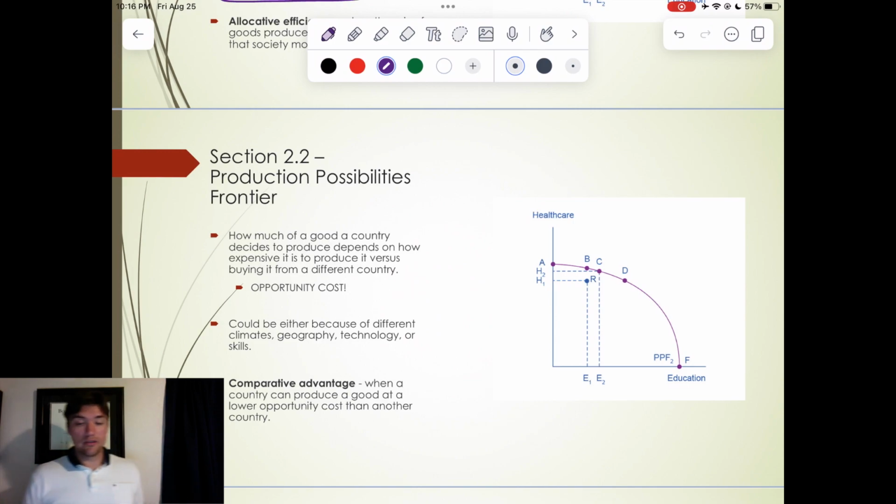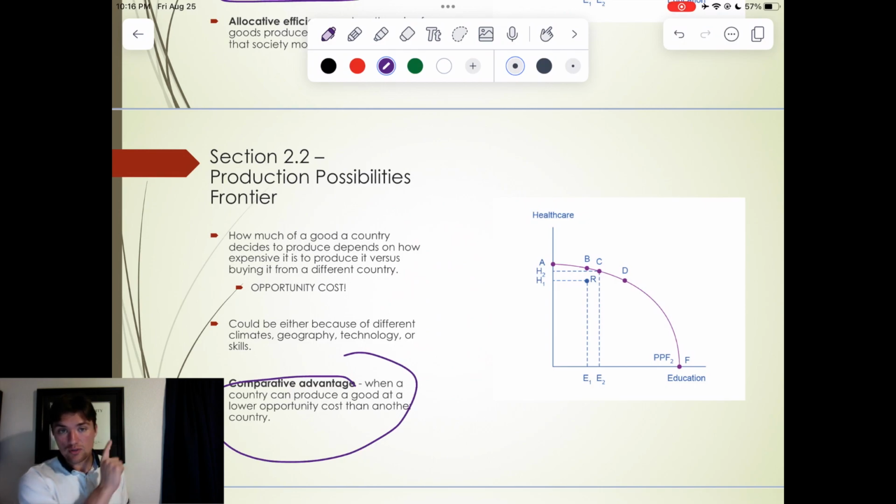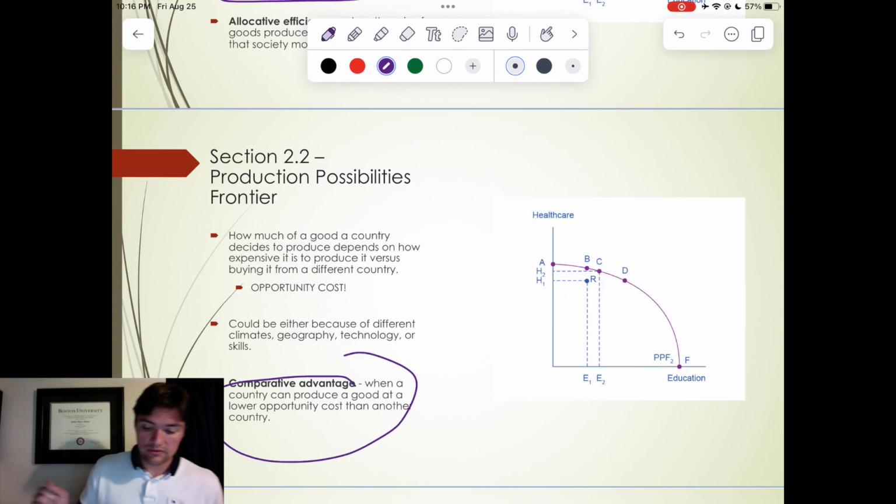The same thing goes here. When we're looking at the production possibilities frontier, we can also use it to figure out who's better at what. And if someone's better at it, if they have what is called a comparative advantage, then that country is the one that's going to make cars, oil, corn, something, right? And then we buy it from them, and vice versa. So a comparative advantage is when a country can produce a good at a lower opportunity cost than another country. Basically, who can do it cheaper?